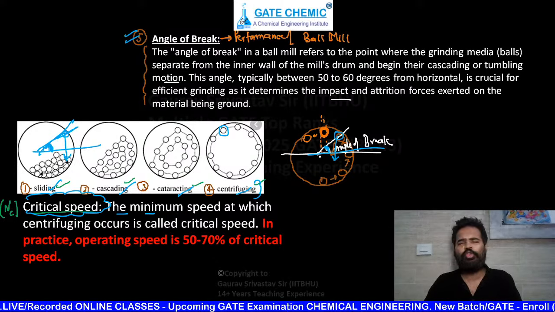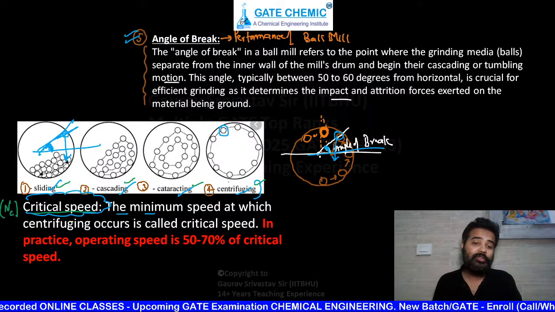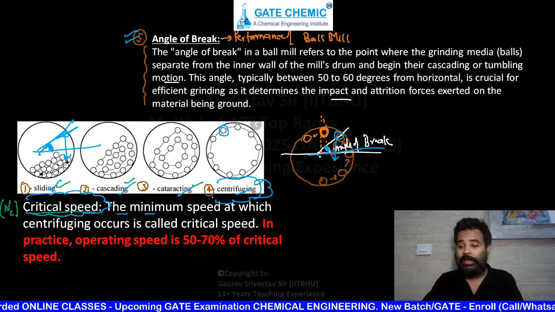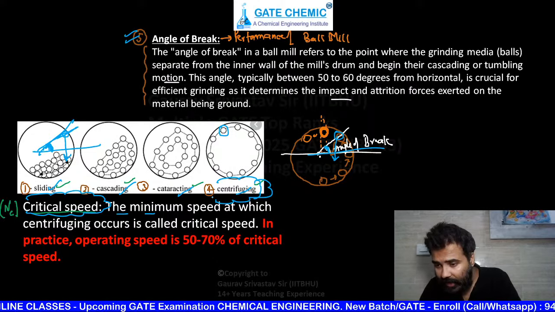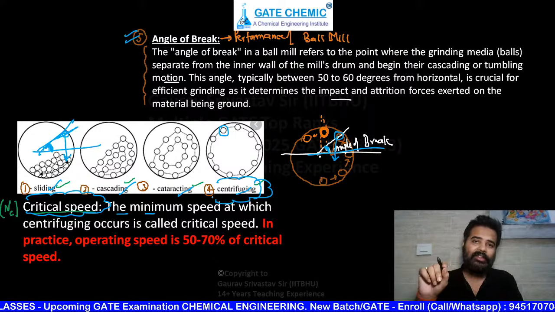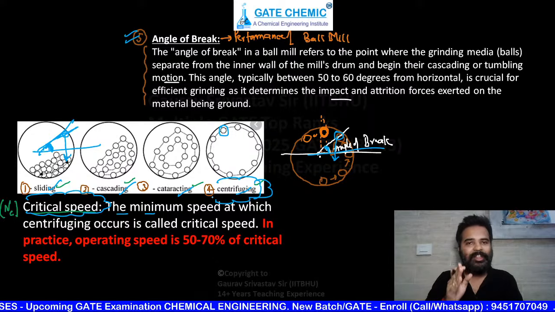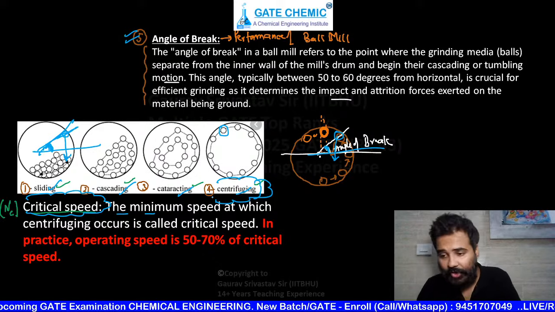And clearly we are not going to run our mill at critical speed, because at critical speed centrifuging will occur there. Is it clear? Sir, use English. Yeah, but I'm using English. Don't worry. If I'm saying anything in Hindi, that means I'm just explaining the last line, just translating. Okay, is it clear to all of you?